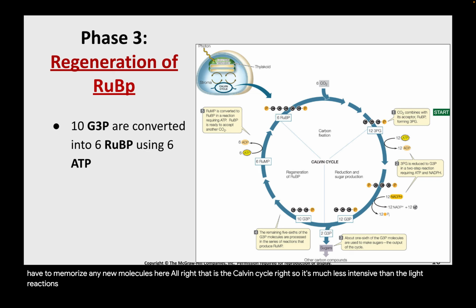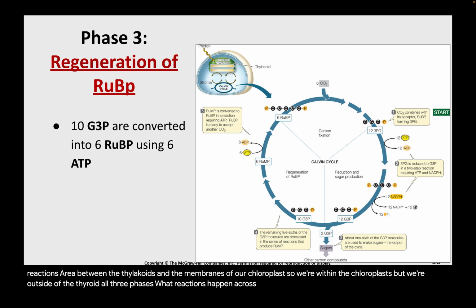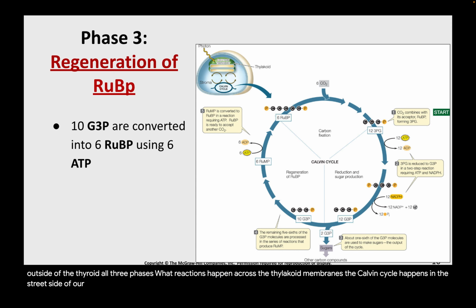Great question. This actually occurs in the stroma. So the stroma is that area between the thylakoids and the membranes of our chloroplasts. So we're within the chloroplasts, but we're outside of the thylakoid, all 3 phases. So light reactions happen across the thylakoid membranes. The Kelvin cycle happens in the stroma inside of our chloroplasts.